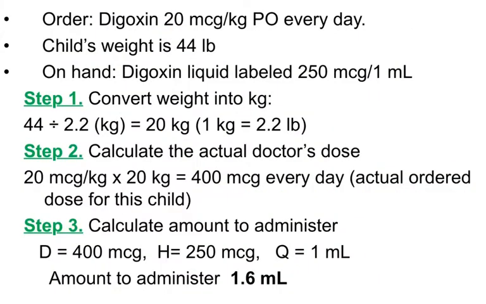And these are the steps written out for you. So again, just to go through them, it says that the order is for 20 micrograms per kilogram. The weight is 44 pounds, and what's available is 250 micrograms per 1 milliliter. So the first thing we did was we converted his weight into kilograms, right? Always round to the tenths place, but it did come out nicely to 20.